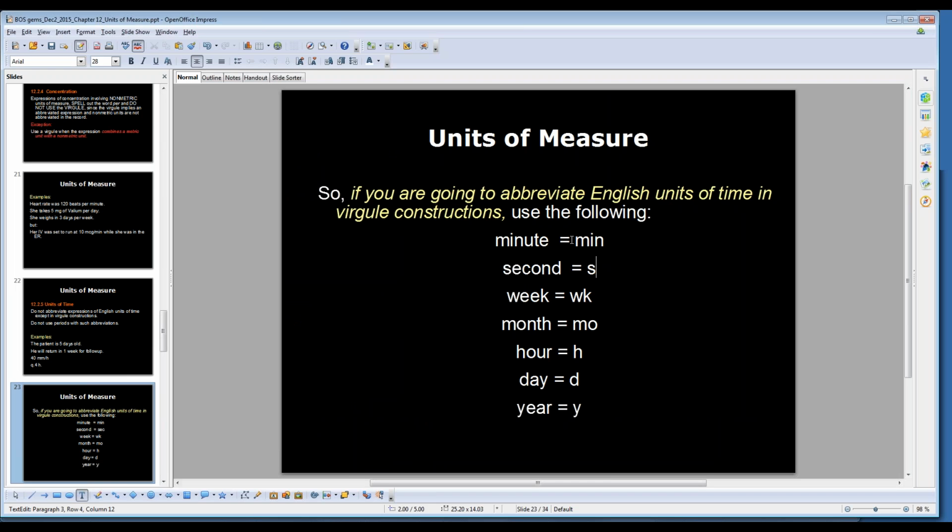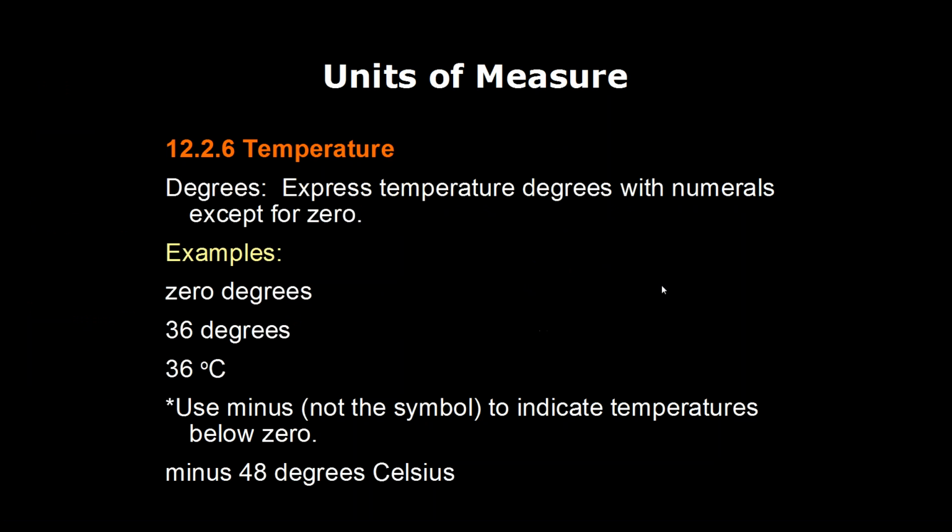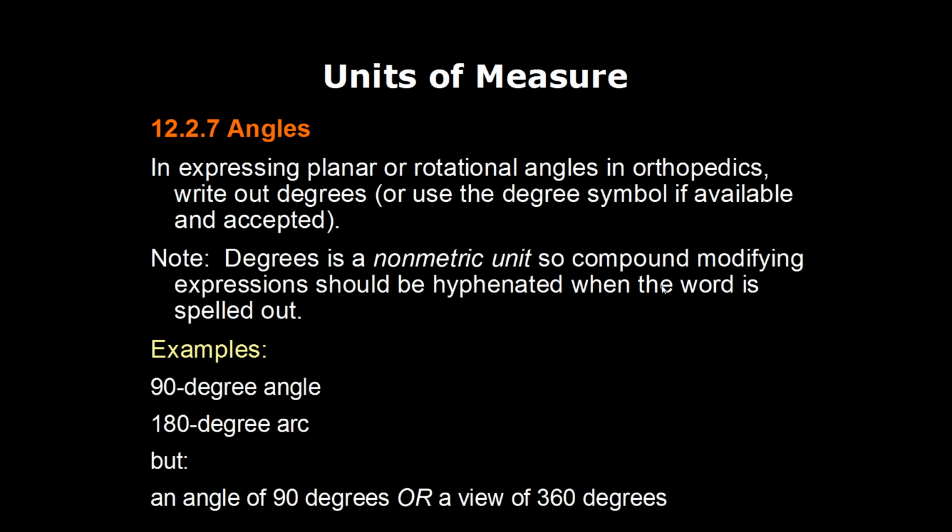So the temperatures, remember that you have to spell out the word minus. Okay, angles, and we're almost near the end here. In expressing angles in orthopedics, you write out the degrees or use the degree symbol, but typically it's not allowed or available. And degrees is a non-metric unit.